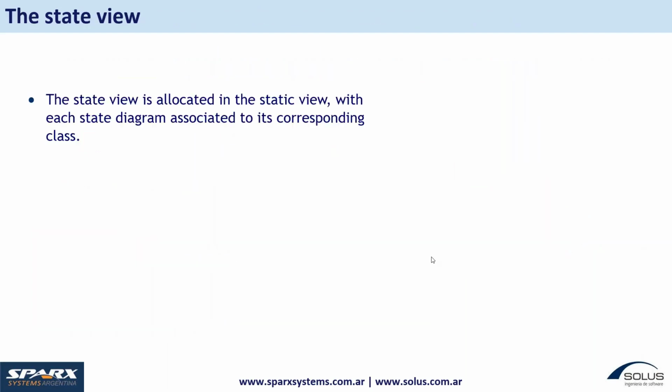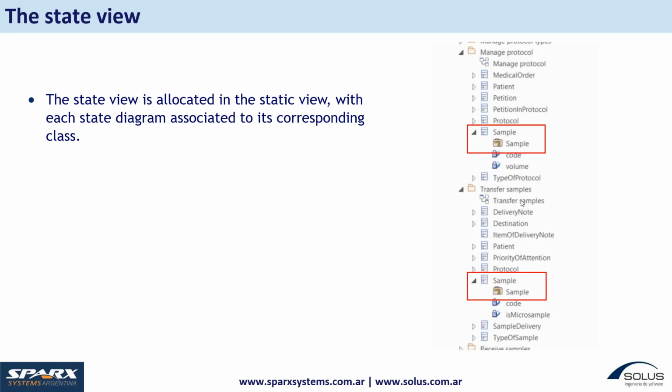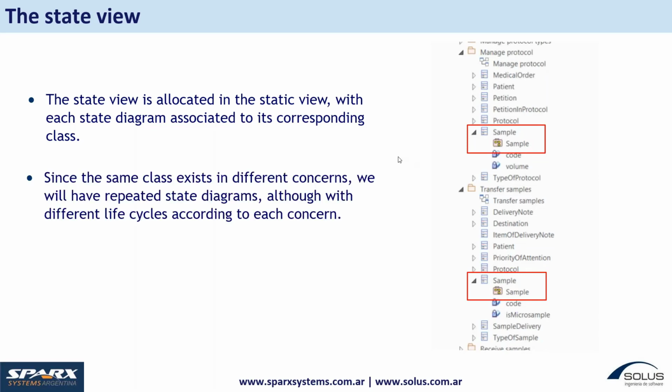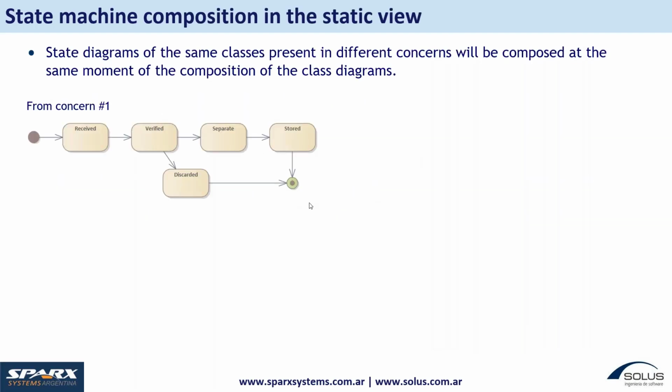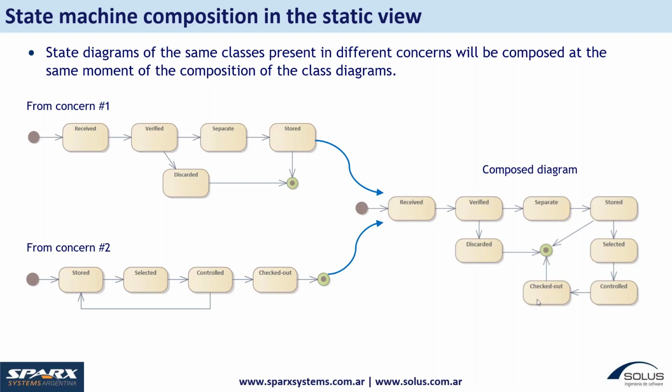Well, regarding the state view, we have state diagrams. In this case, we don't create a new view, because we put every state diagram depending on the class. And if we have the same class in different concerns, we will have two different state diagrams. In this example, we have one state diagram coming from one concern, and another from the other. When the classes are composed, we must compose not only members, attributes, and methods, but also the state diagrams. In this case, we will have a composed diagram including all the states from both original state diagrams.